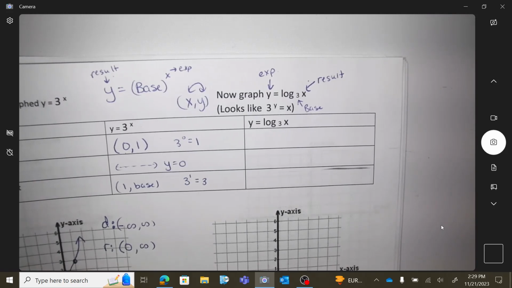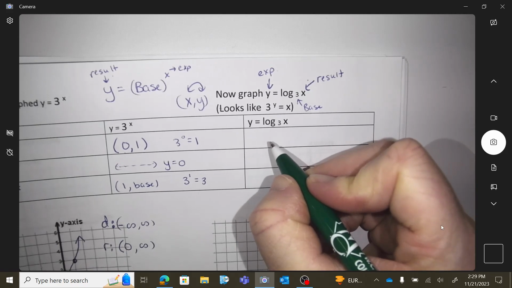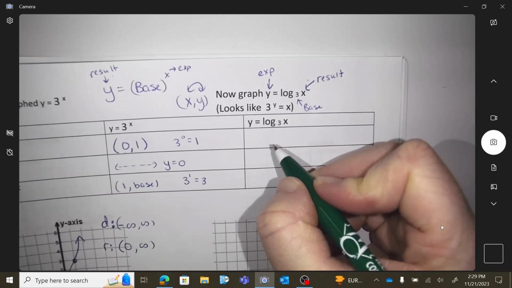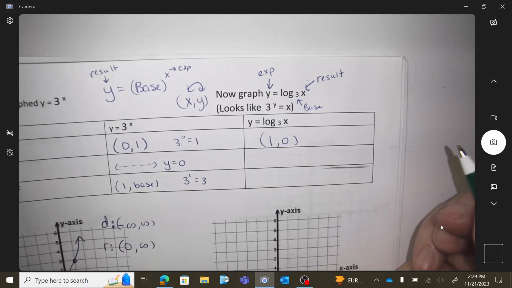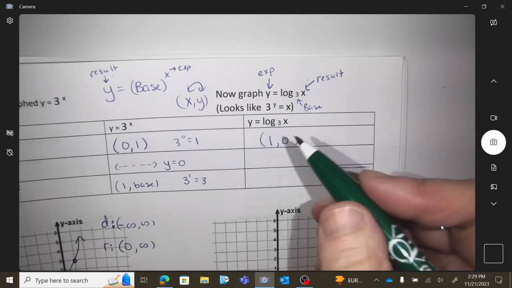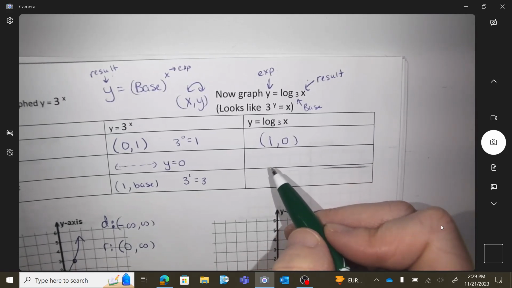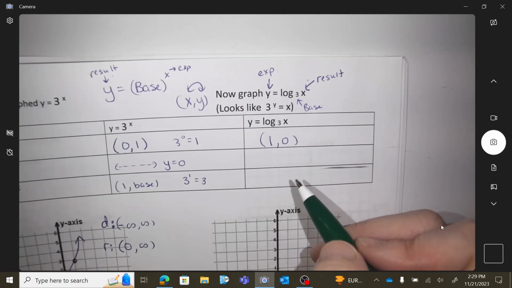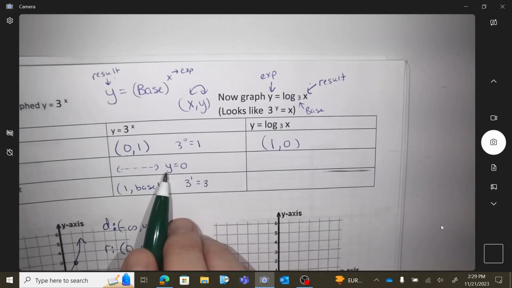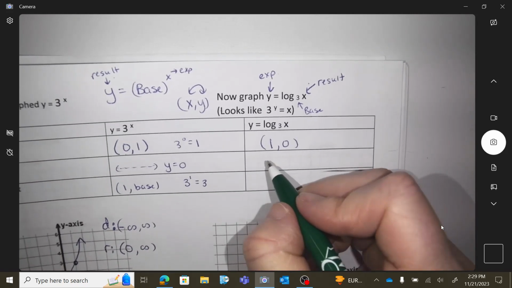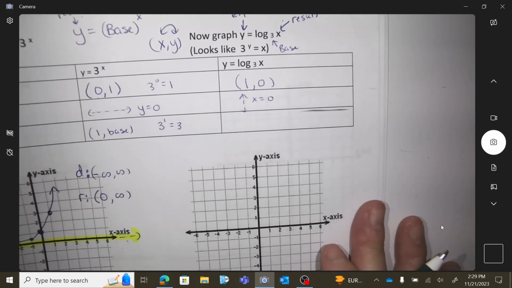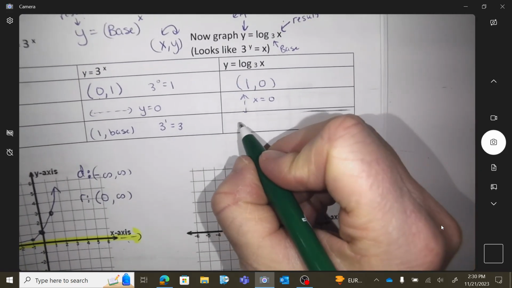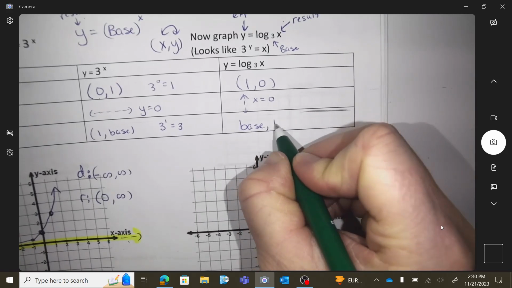Okay. So what kind of coordinate can we always say should be on a basic log without transformations? 1, 0. What kind of asymptote should always be on a log without it transforming? This was y equals 0, x equals 0. Just switch an x, y. And the other coordinate that we can always say is base, comma 1.